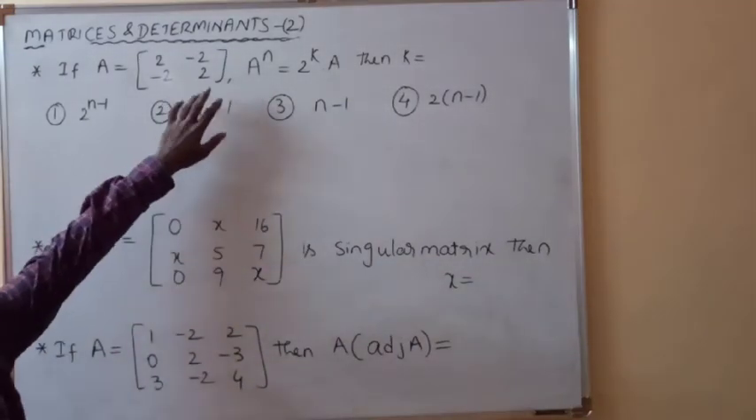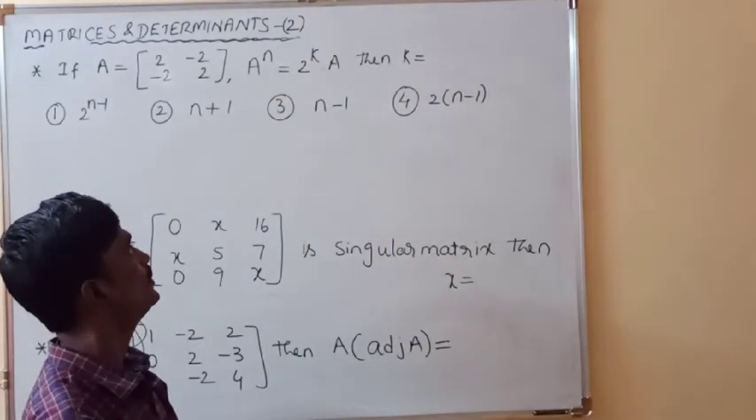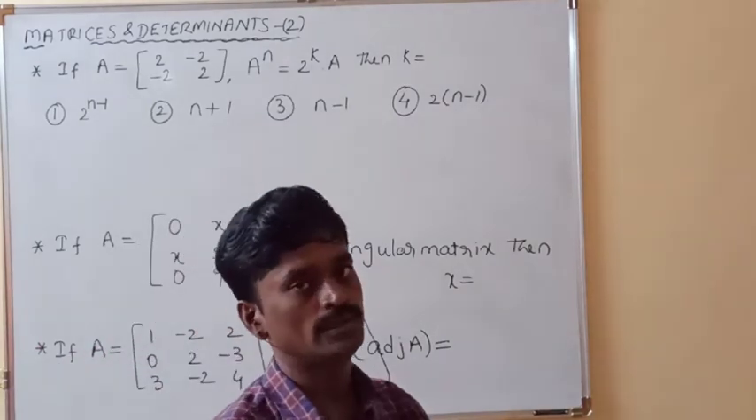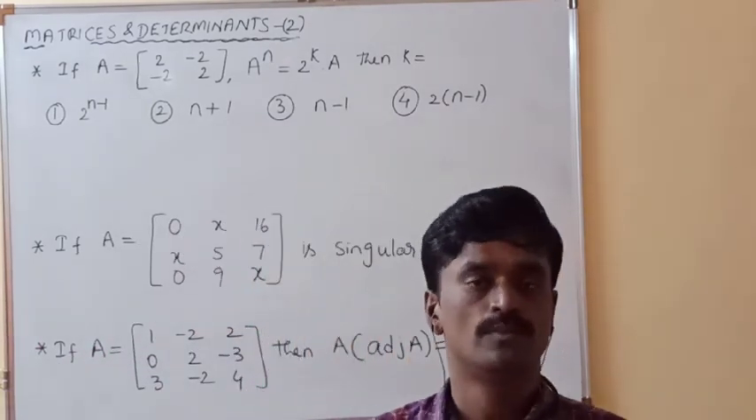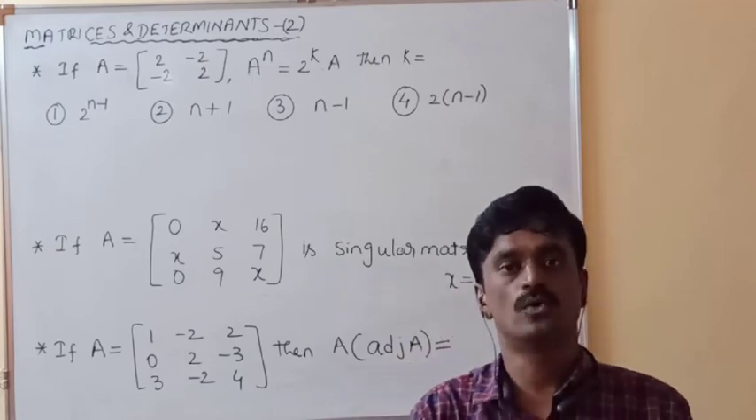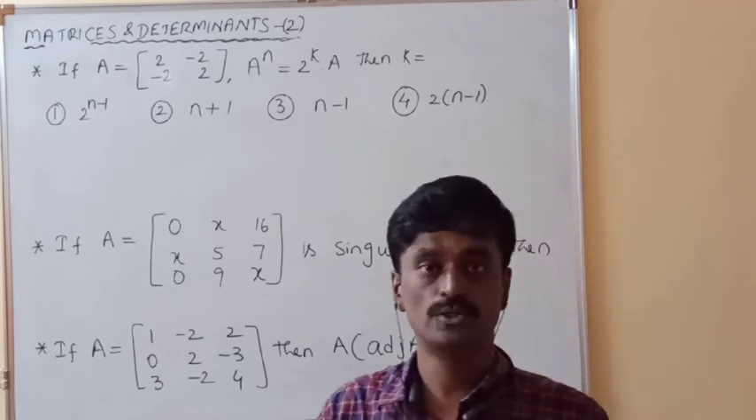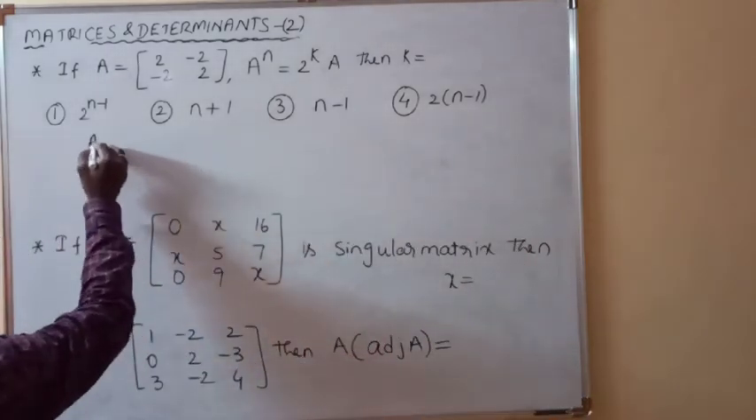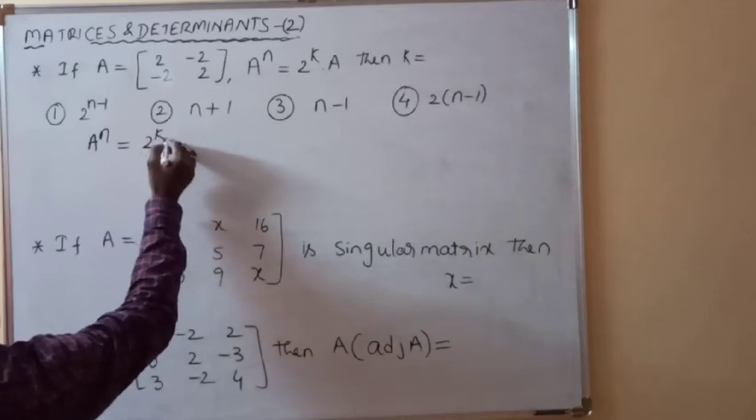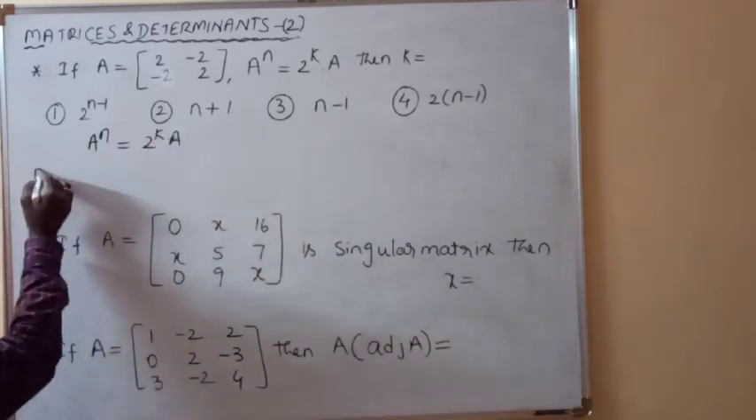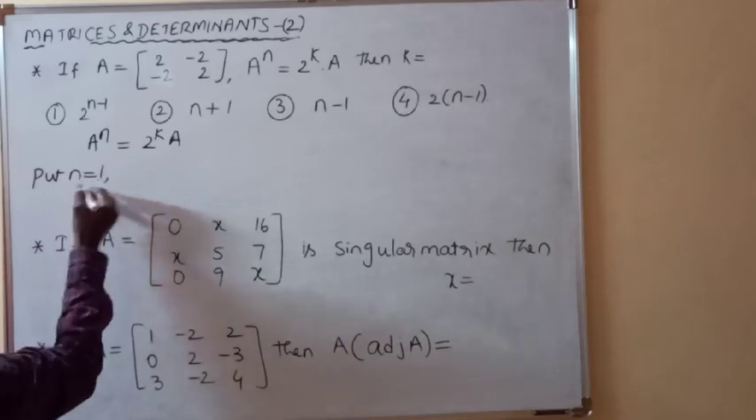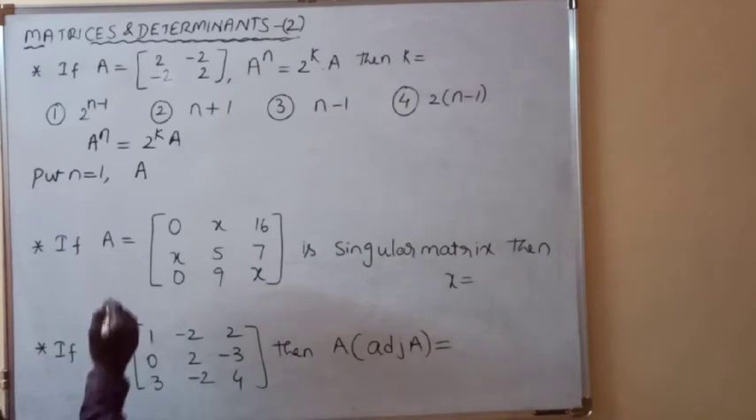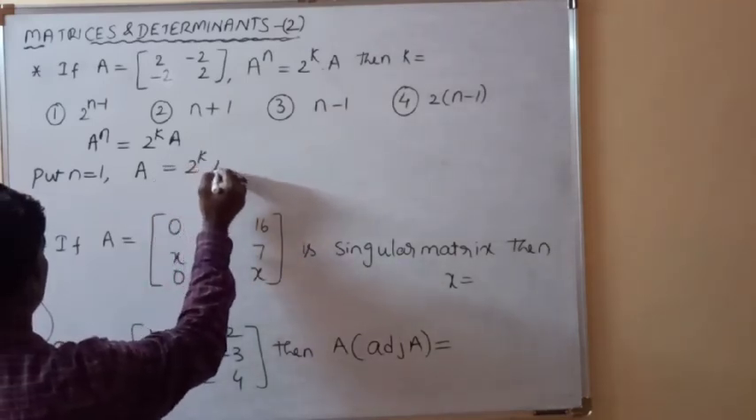A is a 2 by 2 matrix and A power n is equal to 2 power k into A. Then what is the k value? So we have to find the k value in terms of n. Whenever the natural number n, the variable n, is involved, just use mathematical induction. So what is the given relation? A power n is equal to 2 power k into A. So just put n is equal to 1. If you put n value 1, A power n is the same as A power 1, which is A. It is equal to 2 power k into A.